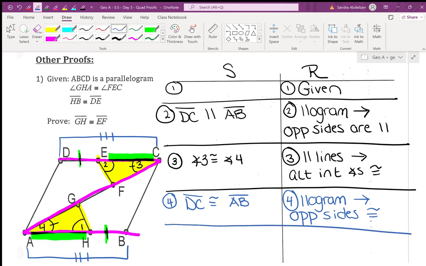How does this help us? Somebody who's not Vincent, tell me, how does this help us? Because now we have the full DC congruent to the full AB, and from the given, we had DE and HB congruent. How, Tanya? Excellent. We can use subtraction. So now I can say that EC is congruent to HB, subtraction.